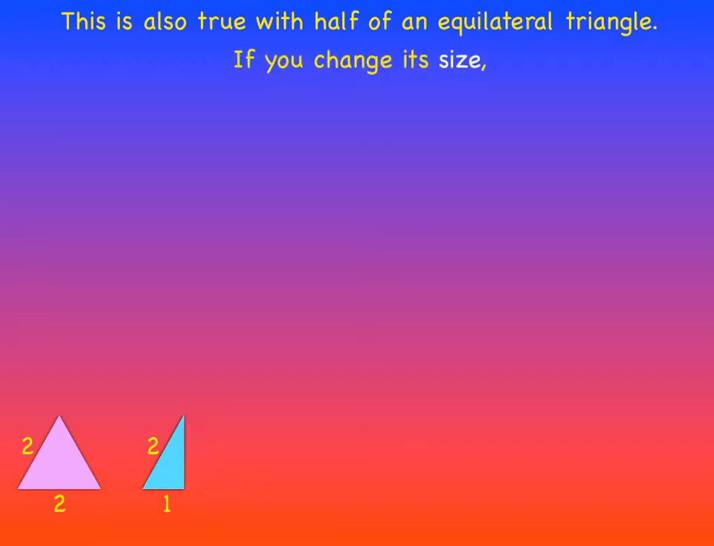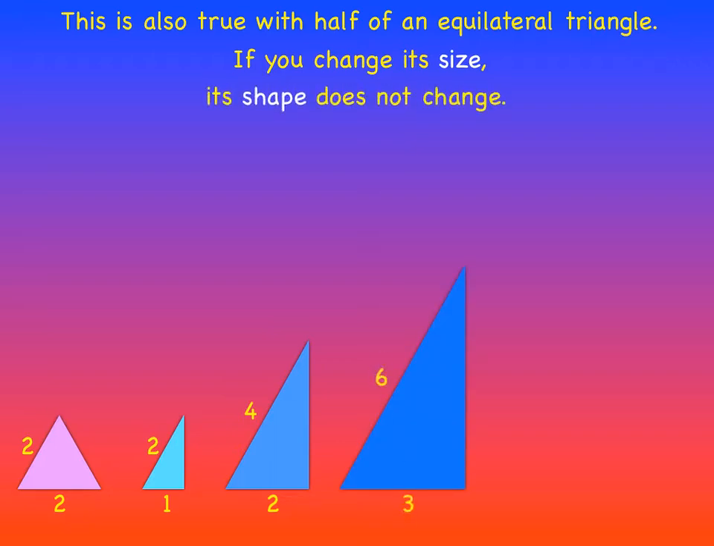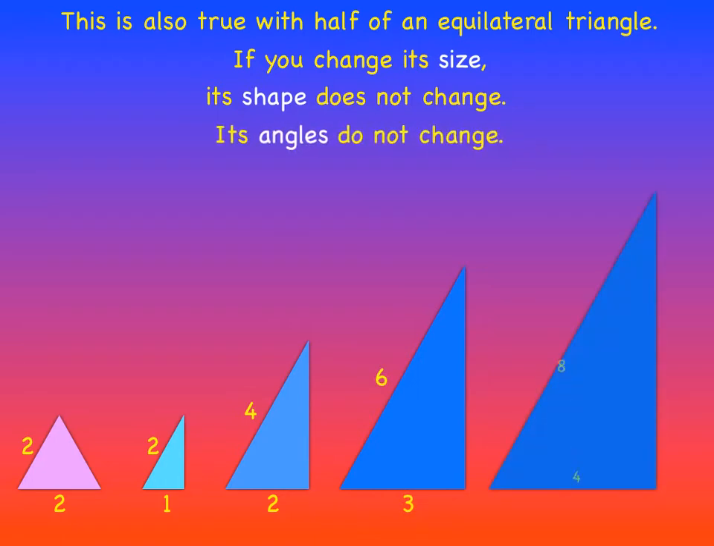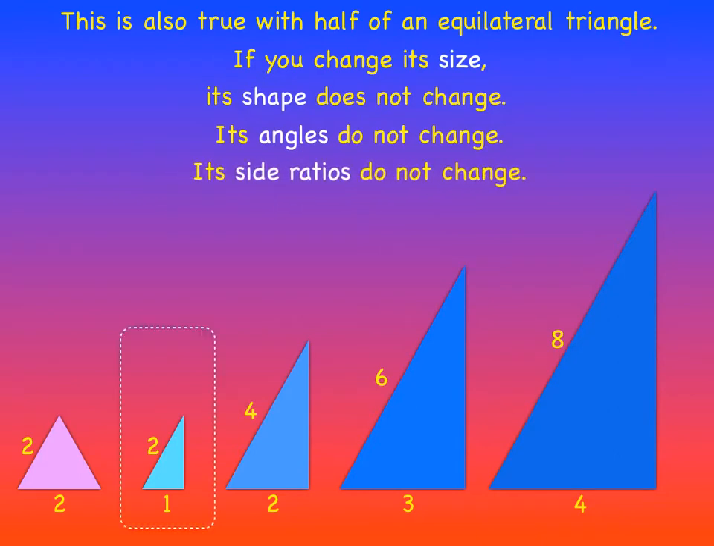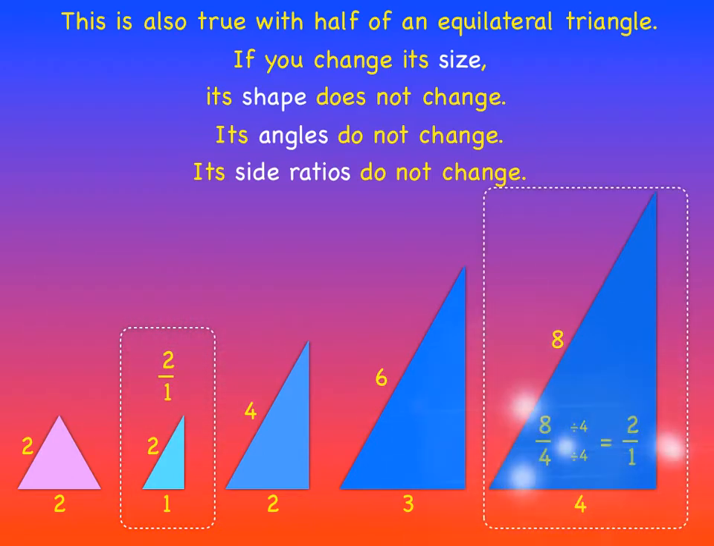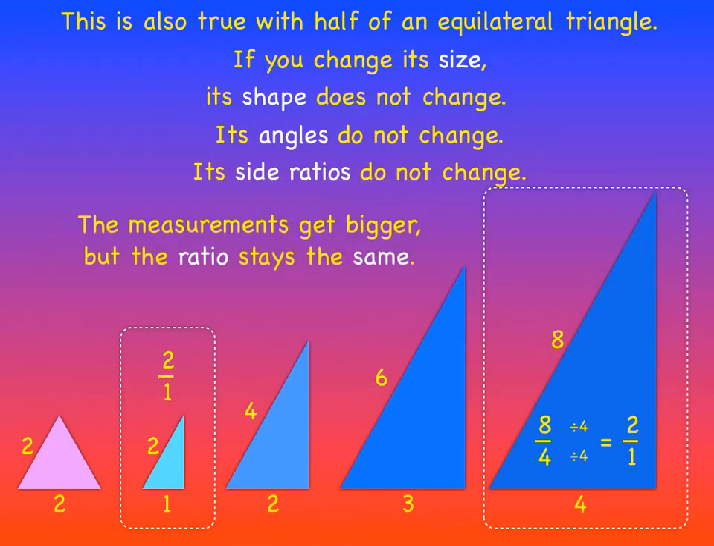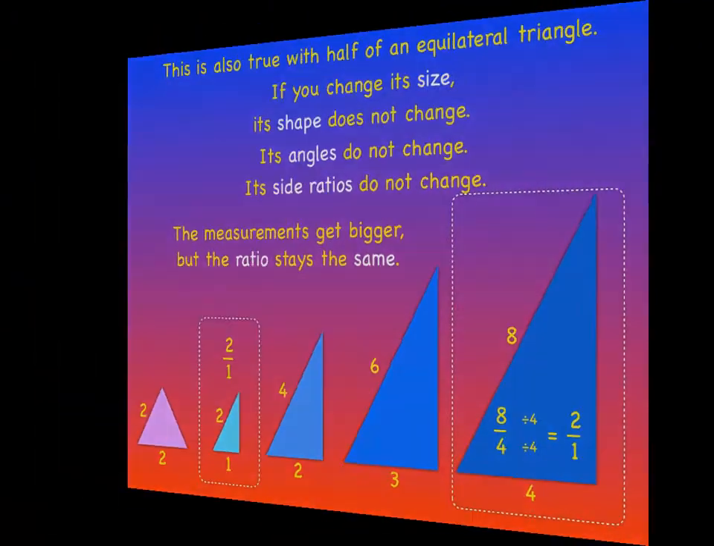Now, if you change its size, the ratio is 4 to 2, its shape does not change. Getting bigger. Its angles do not change, and its side ratios do not change. On the left, you see a ratio of 2 to 1. And on the right, you see a ratio of 8 to 4, but that reduces to 2 to 1. It's an equal ratio. The measurements get bigger again, but the ratio stays the same.